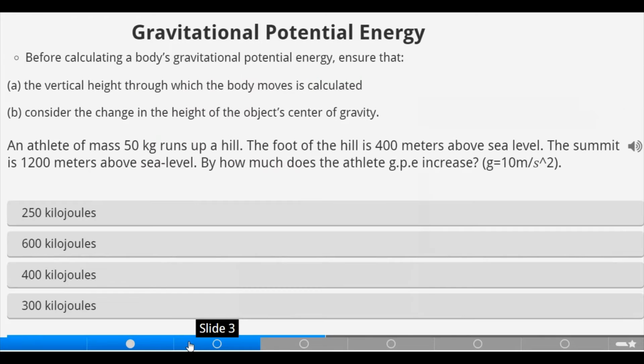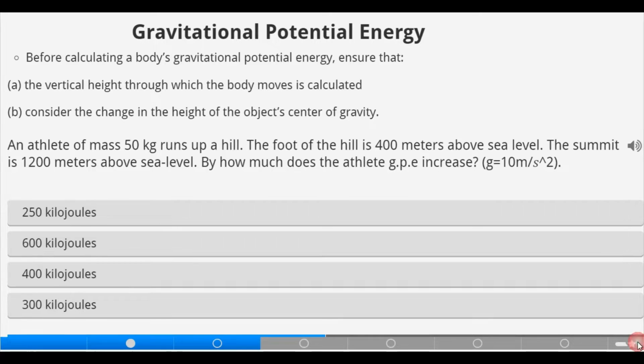Let's move on. Now, gravitational potential energy. Before calculating a body's gravitational potential energy, ensure that A, the vertical height through which the body moves is calculated. B, consider the change in the height of the object's center of gravity. Now, we are to deal with this activity and provide the answer.